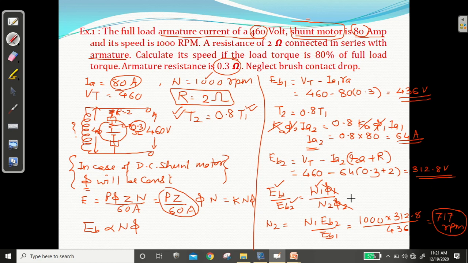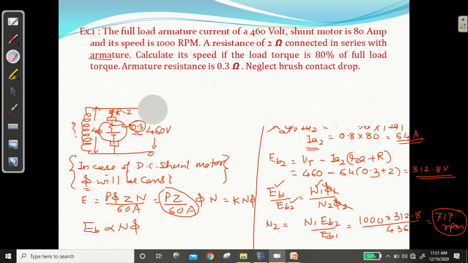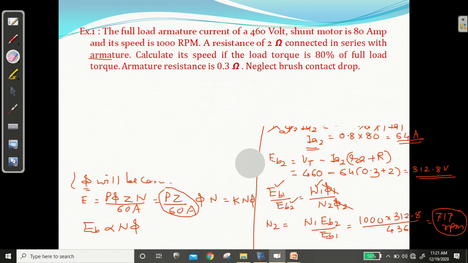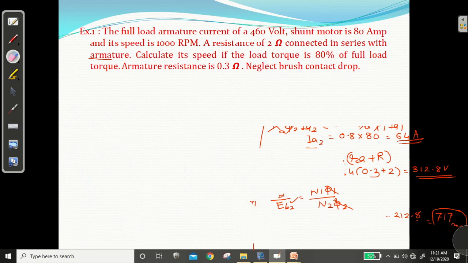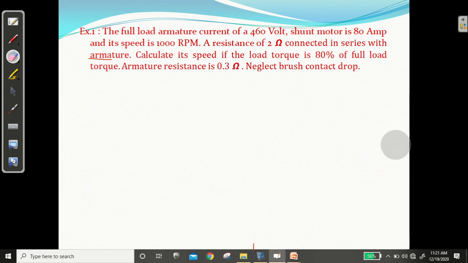Just clear your concept. Okay, I'm going to discuss one more problem on the same line. Okay, one more problem I'm discussing, that is example number 2.